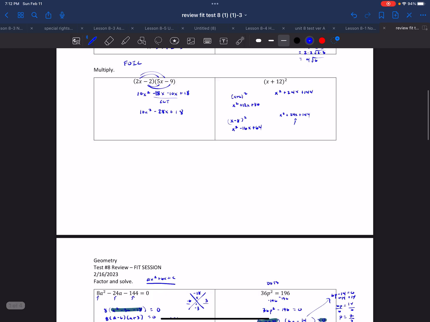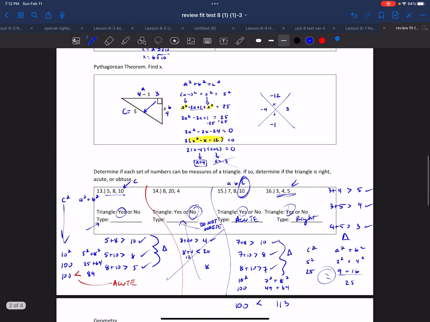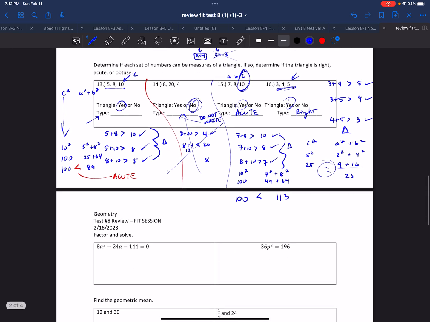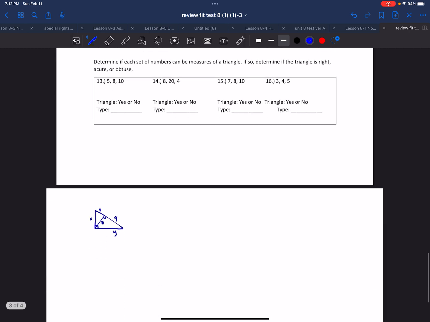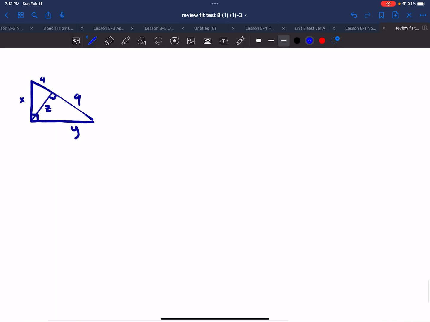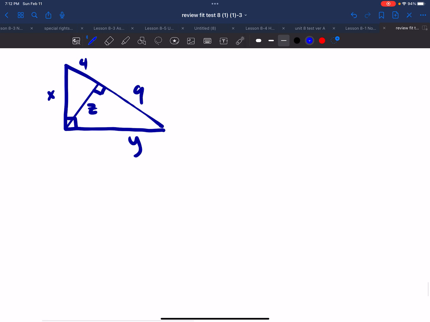Okay, technically I am done with the review, but notice that we don't have any Hills and Sass here. So let me just scroll down here and look at that. You are going to be dealing with Hills and Sass on the test, so no doubt about that. But how do you know if you're supposed to do Hills and Sass? Look at your triangle, and if you see an altitude that drops, something like this, then you're dealing with the right triangle proportion.